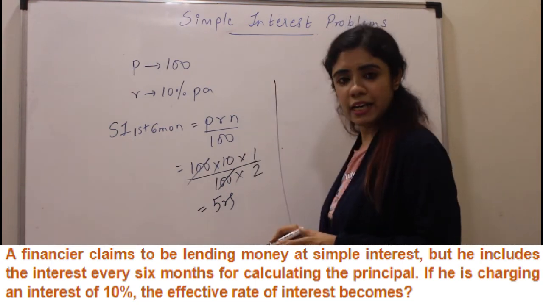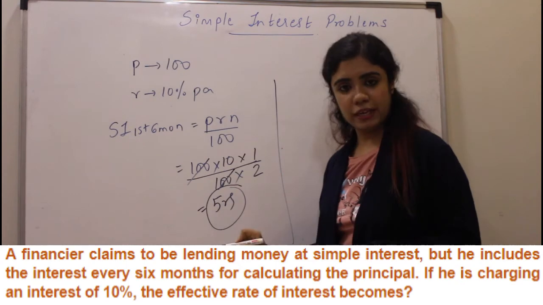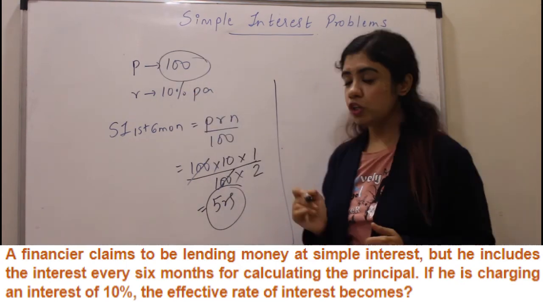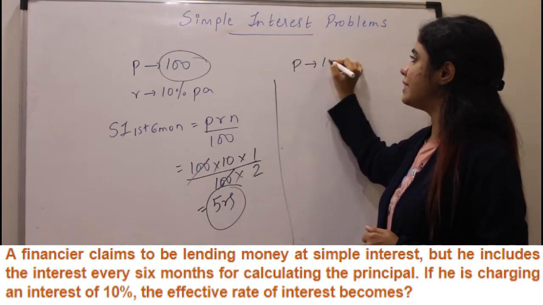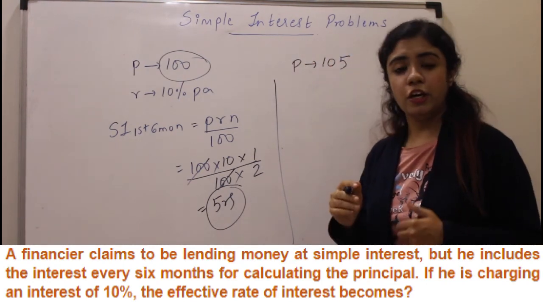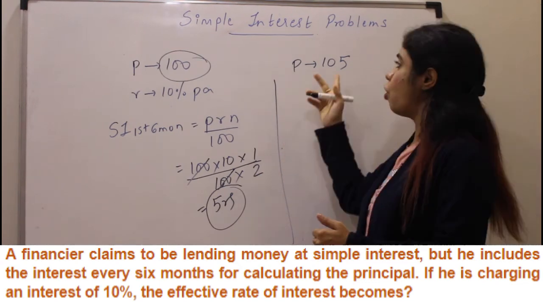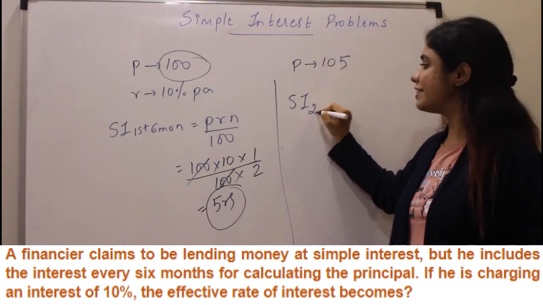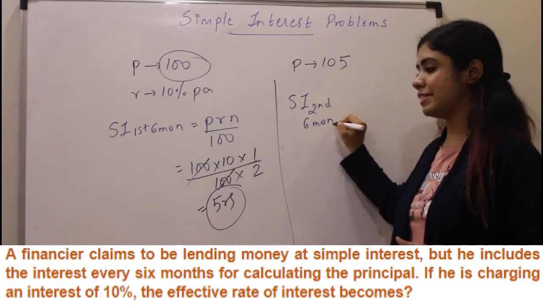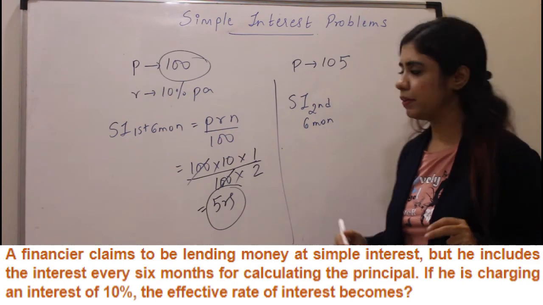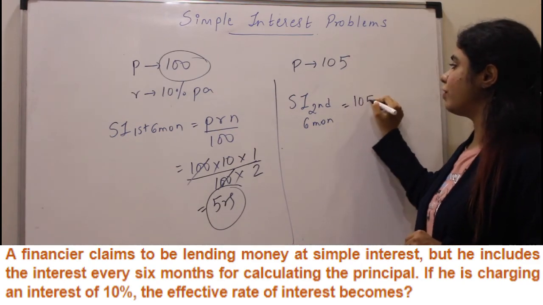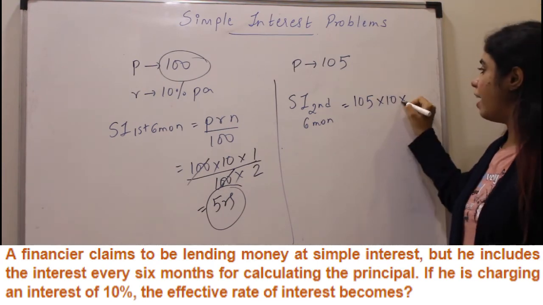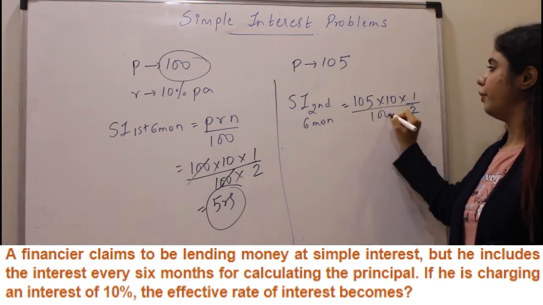Now what did he do? He added this 5 rupees to the principal value. He did that after 6 months. So the principal value now is 105 rupees. Now he is going to charge interest on this 105 rupees. So if I ask you what is the simple interest for the second 6 months? What is the interest in the next 6 months? So again your principal is 105, rate is 10%, period will be half the year, upon 100.